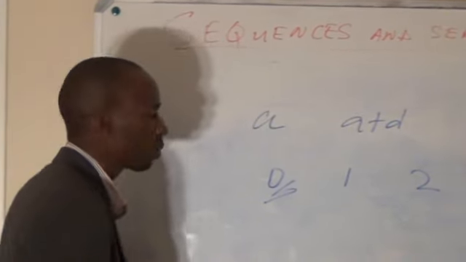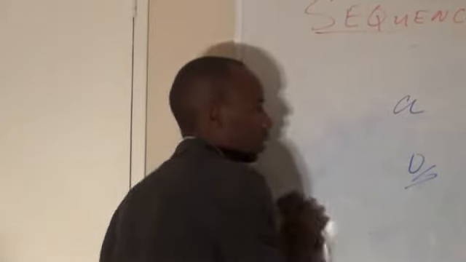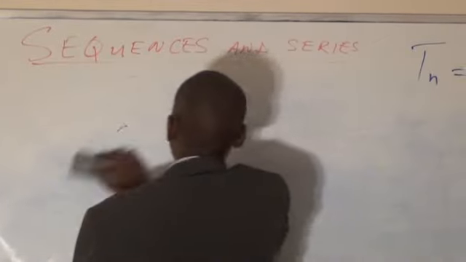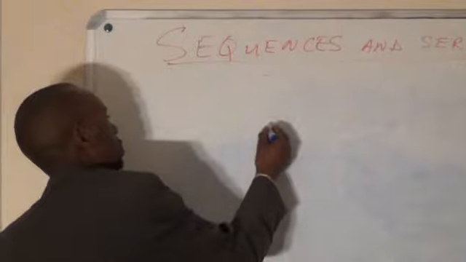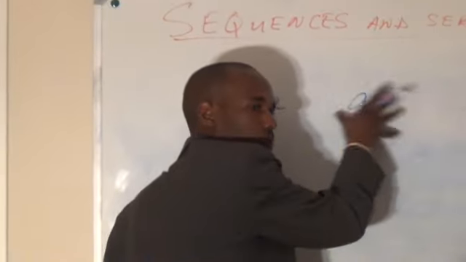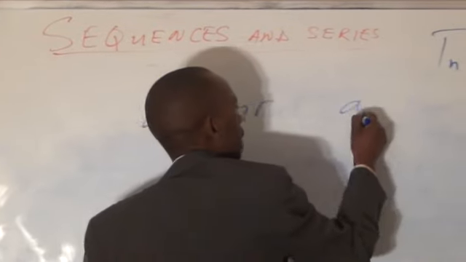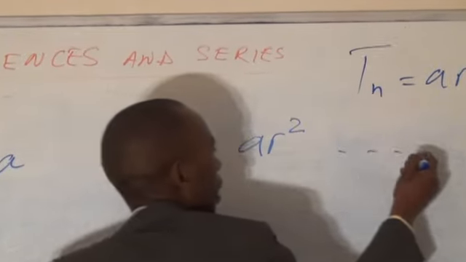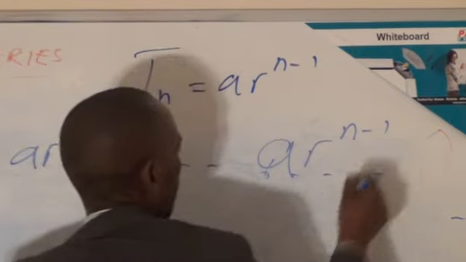Let's ask ourselves the same questions with a geometric sequence. A geometric sequence, we said, the first term is a. The second term is ar. We multiply by that common ratio. The next term is ar squared. The nth term is actually ar to the power n minus 1. Do you think it is possible for a geometric sequence to have a equal to 0? No.